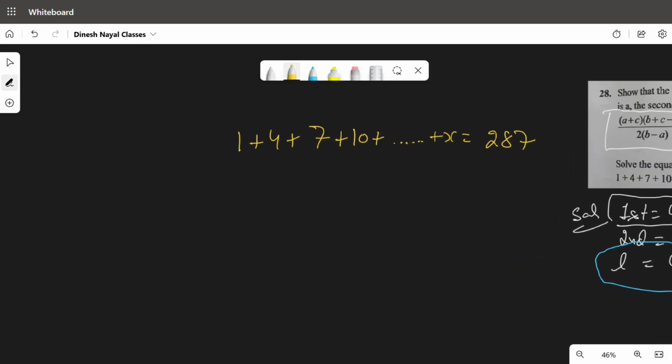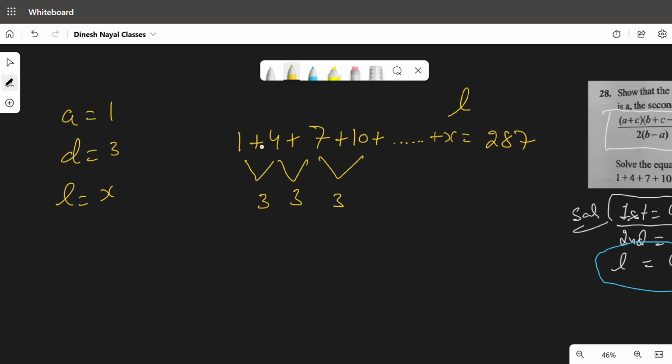You can see that the terms are making an AP, because they have the same common difference. You can see the differences of 3: the difference between 4 and 7 is 3, and so on. So this is an AP whose first term is 1 and common difference is 3. And since it has plus, that means you are adding all the terms. And x is the last term.